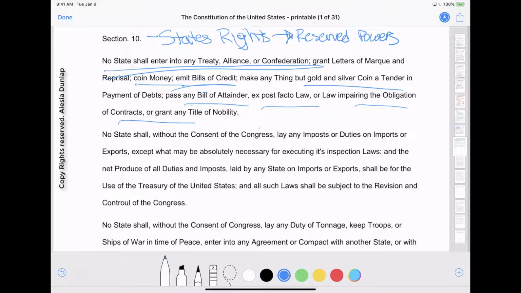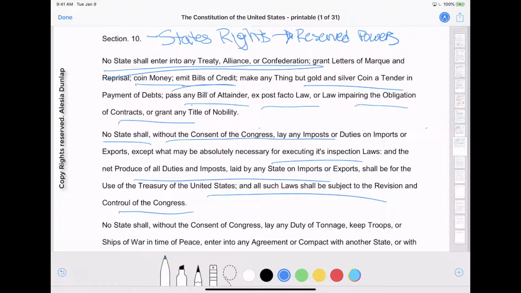States can't tax imports without the approval of Congress unless it is absolutely necessary for inspection purposes. Any taxes collected on imports and exports must be given to the U.S. government. Congress can revise state laws concerning taxes on imports and exports.